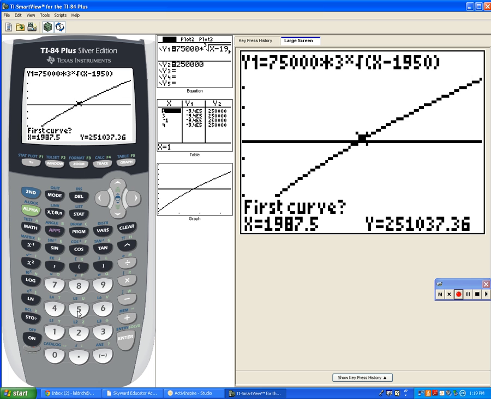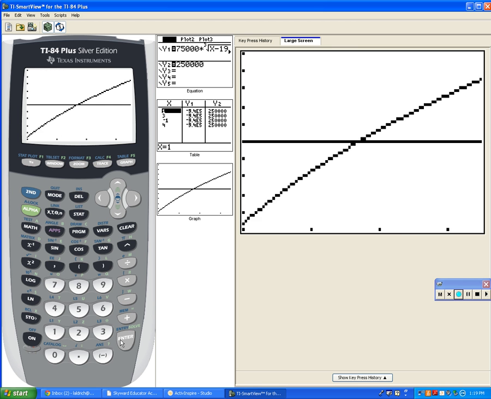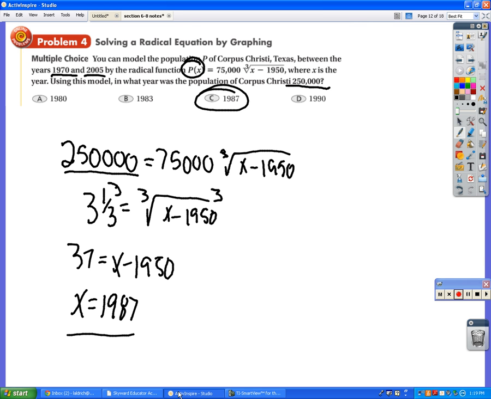And then it's asking, is that the first curve you want to check? Yes. Is that the second curve? Yes. Is that a guess where they cross? Yes. And so we get the same answer as when we did it algebraically, 1987. So sometimes it's easier algebraically. Like I think your very first problem on your assignment tonight says to solve by graphing, but it's much easier just to solve it using algebra. But then the second one is some crazy word problem, and that's probably a little bit easier to do on a calculator.